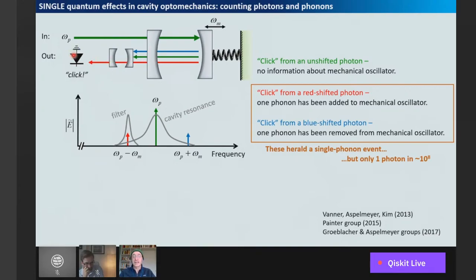And now when you get a click, you say, hey, I got a click. I know it was from a redshifted photon. That tells me that one phonon was just added to this mechanical oscillator. At that point, I may have prepared an interesting quantum state. Like if that oscillator was initially in its ground state and I get a click over here, I've added one phonon to it. I have now prepared that difficult, challenging, and interesting first excited state of this mechanical oscillator.